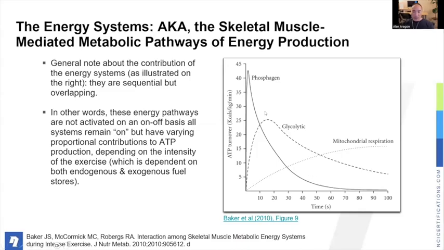As you can see over here, in this graph, the phosphagen system initiates everything. It's got the highest ATP output, but it lasts a very short duration, at which point the glycolytic system kicks in, sequentially, but overlappingly as well. And then as the glycolytic system begins to wane and exercise duration lingers on, the oxidative system, aka mitochondrial respiration, becomes a predominant energy producing pathway.